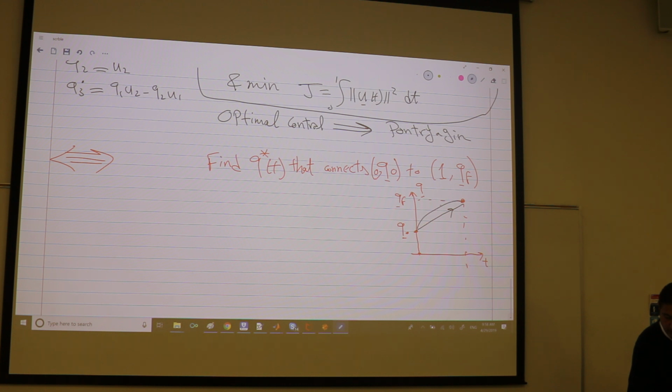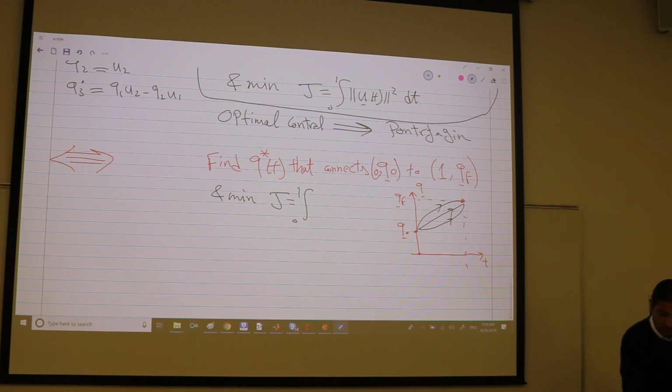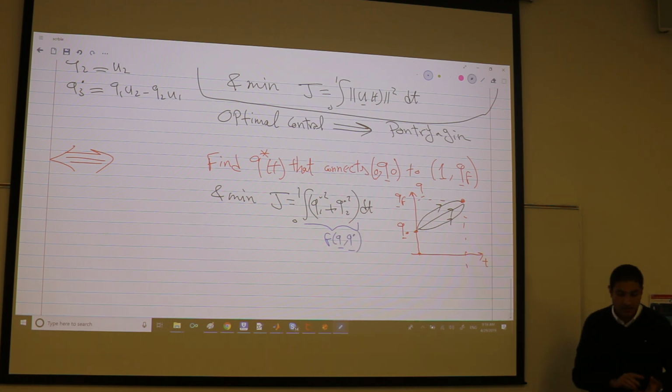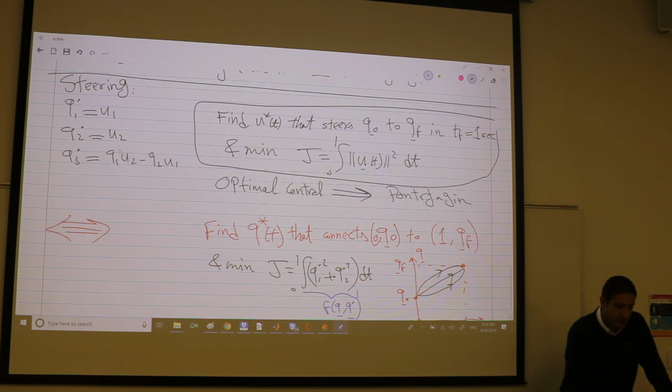Like this, like that. Obviously I have too many trajectories, so we want to minimize the same J here. What was the J? It was U1 square plus U2 square. U1 is Q1 dot, U2 is Q2 dot. So this is some function of Q and Q dot, right? So the question now, do you see that these 2 problems are equivalent? But there is something more to be done.